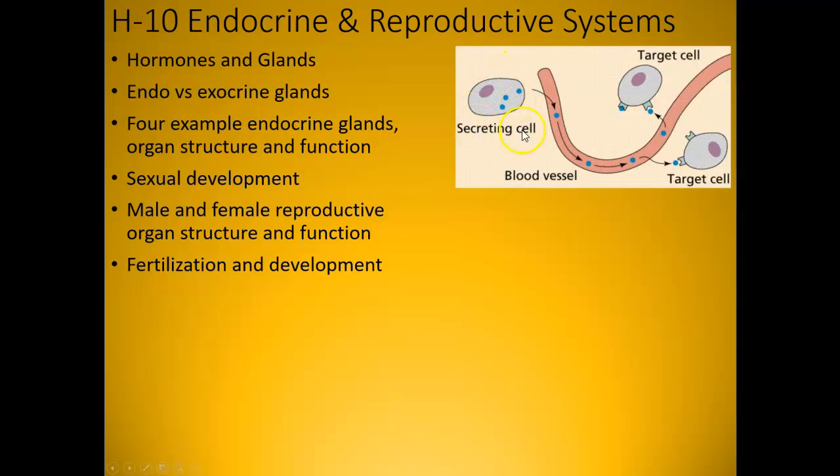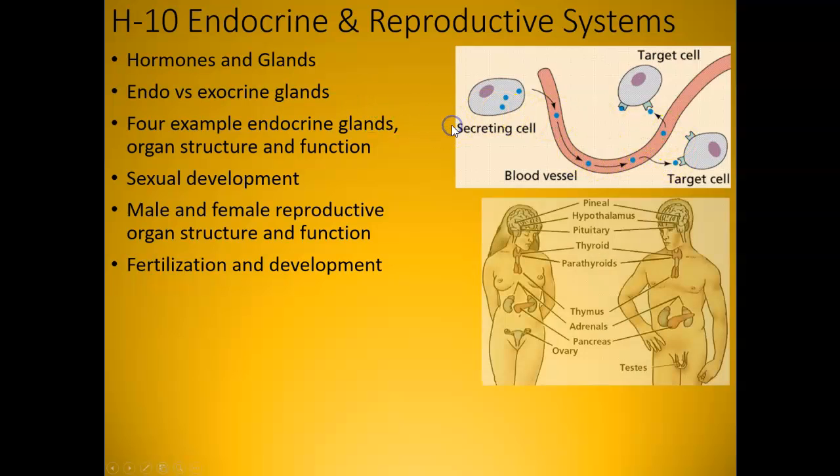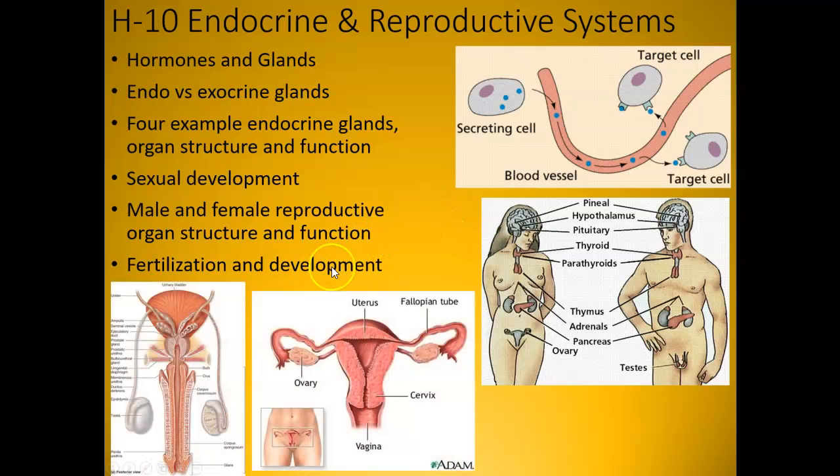So we talked about this major idea being that we have cells that secrete hormones that get into the bloodstream and go to target cells. We mentioned the endocrine versus exocrine glands, things that go outside of the body versus inside of the body. And then we looked at examples of endocrine glands. And there's a bunch of them, but we picked just 4 of them to focus on. And then we looked at sexual development as a result of those hormones, and that led us into male and female reproductive structures. You should be familiar with those, and then fertilization and development were the end part of it.